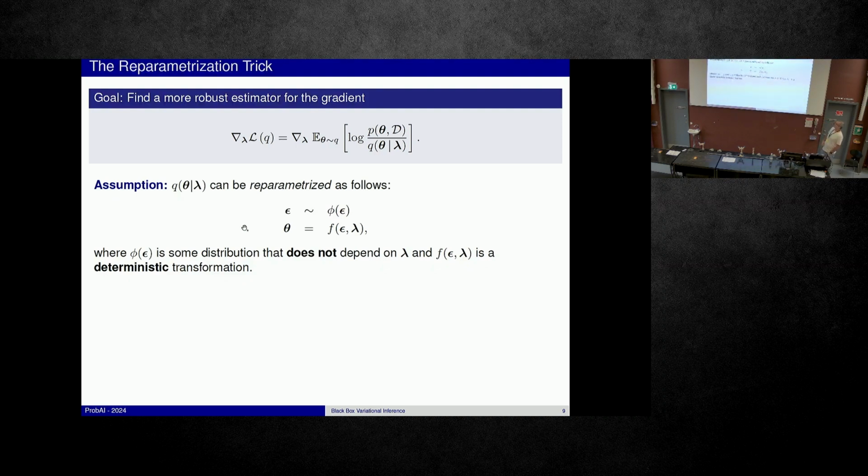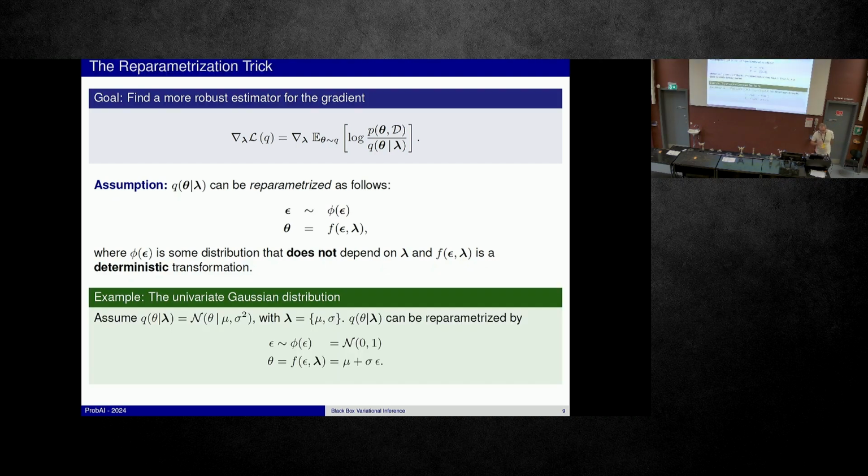And the reparameterization assumption says that we are supposed to be able to generate samples from Q here in a different way. The way is to first sample from a base distribution that is not depending on lambda at all, and then use a deterministic function to translate from these epsilon samples that came from the base distribution into theta samples that come from the Q distribution. So if this works, then theta is reparameterizable, and that is a good thing.